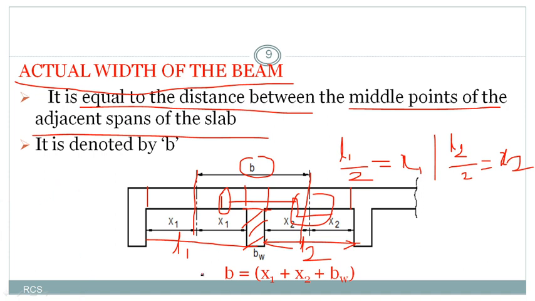So what is the final total clear distance between middle points of adjacent spans? So this x1 and this width of the web plus the distance to the middle point of the second span. So I can write the actual width of the flange or the beam is x1, this one, and x2, this one, and this width of the web bw will give me the actual width of the beam or actual width of the T-beam.